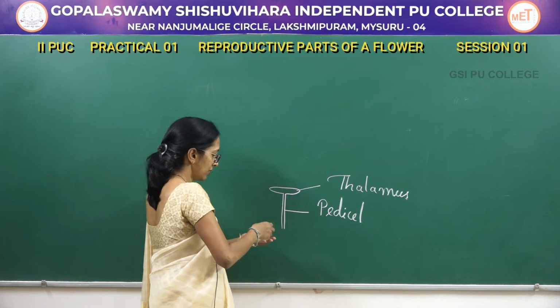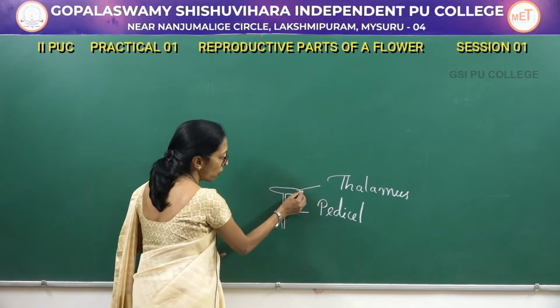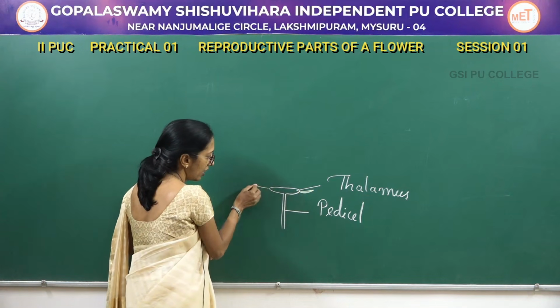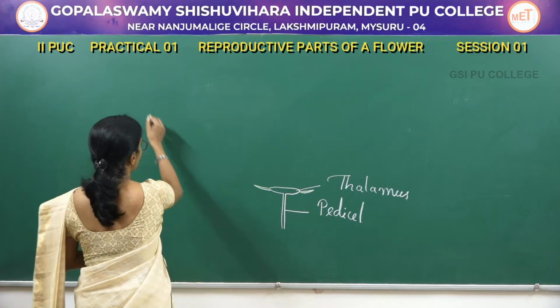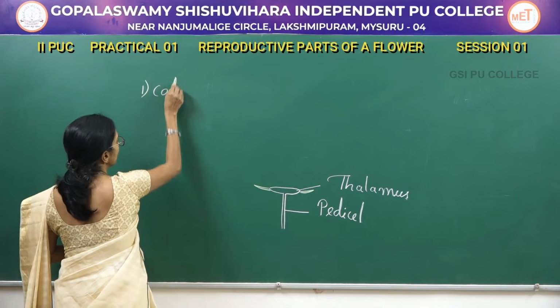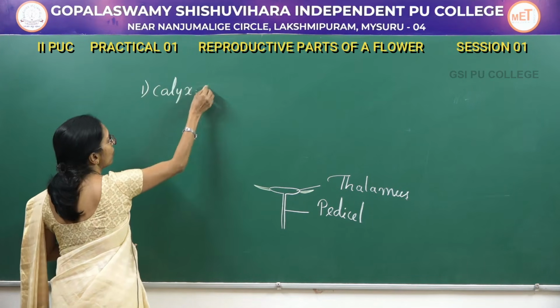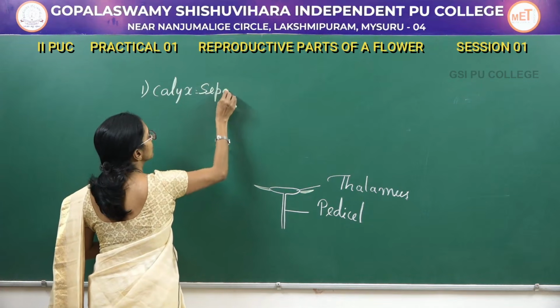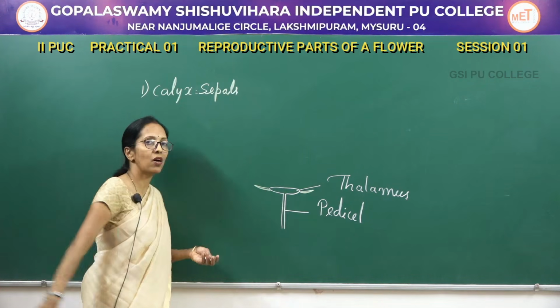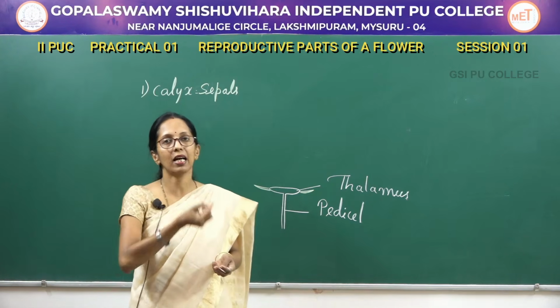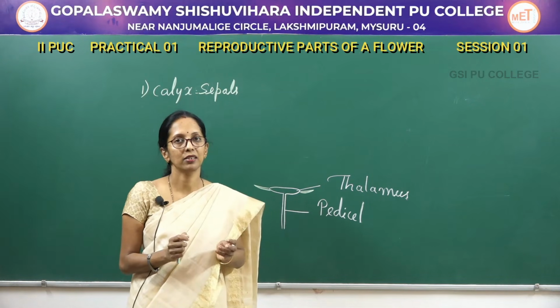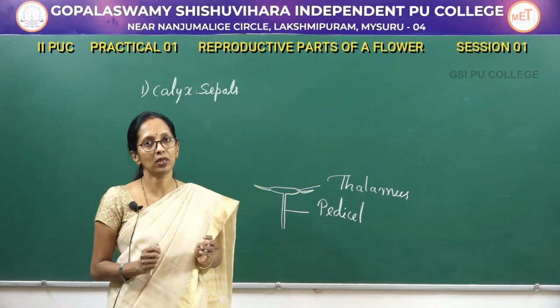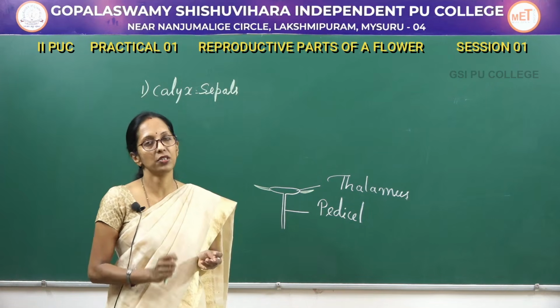So, coming to the first one, the first whorl is said to be calyx. The calyx is the first whorl, consisting of sepals. Sepals are very small needle-like structures that give protection to the remaining floral parts when it is in bud condition.